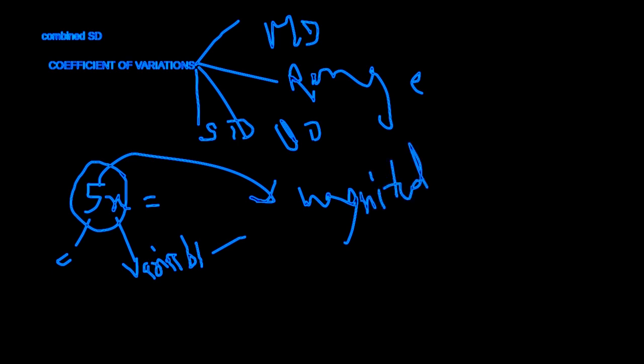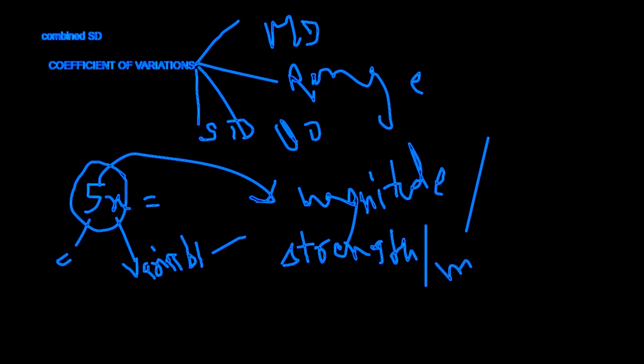magnitude or strength or measurement of your given variable. Fine. So this is represented as the coefficient. It means that numerical or mathematical quantity which defines the strength of your variable. So now we are doing coefficient of variations.